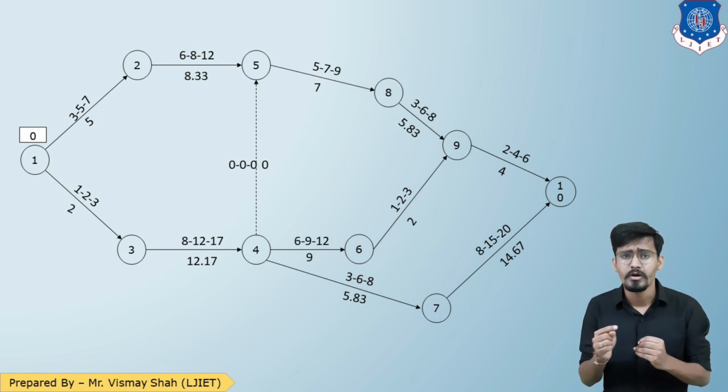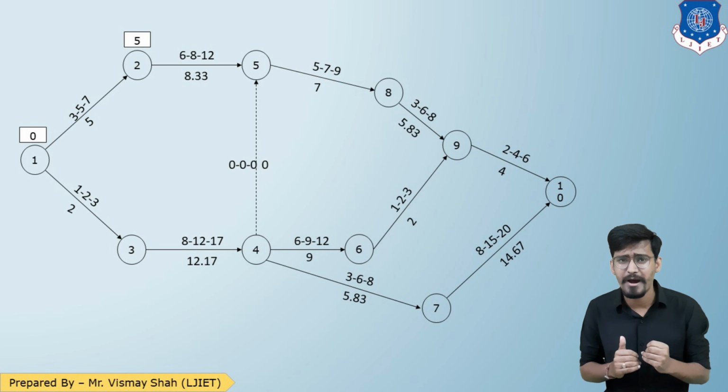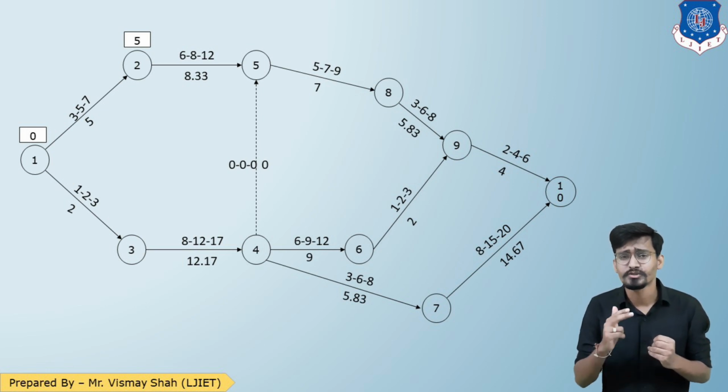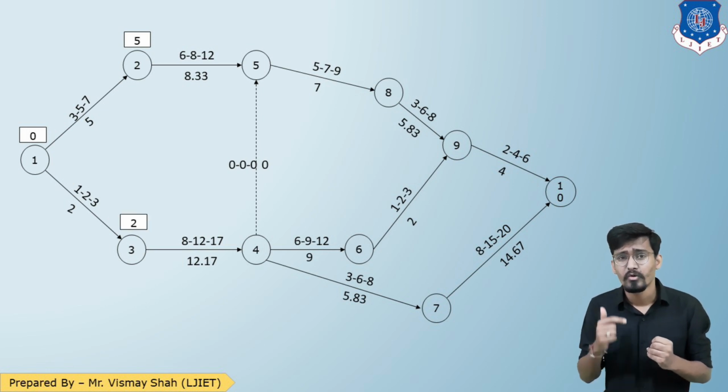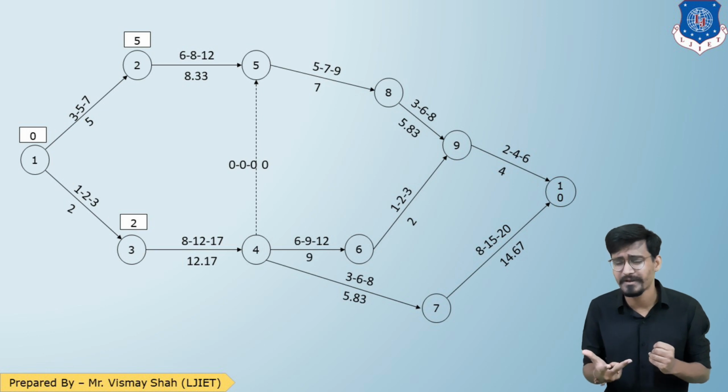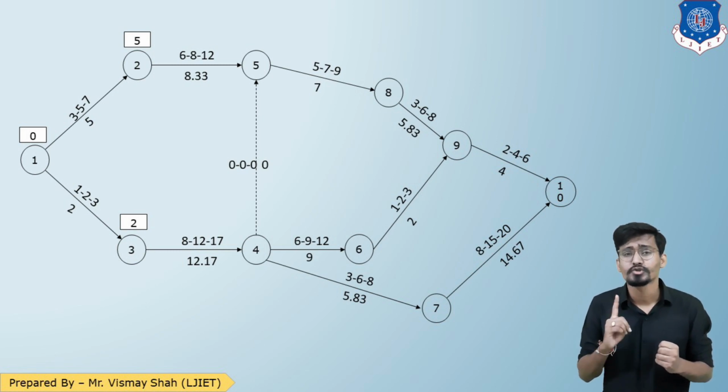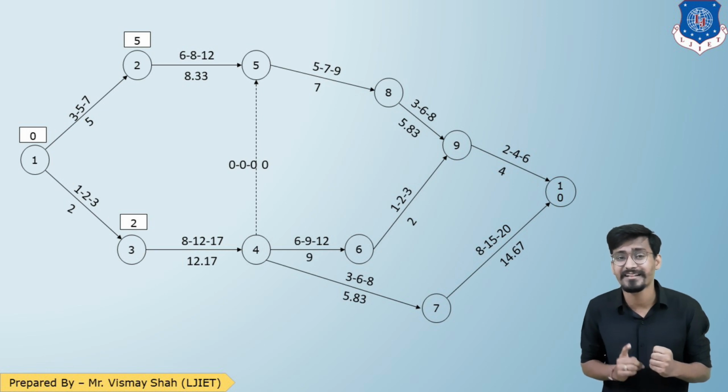For 1 to 2, timing is 5, so 0 plus 5 is 5. For 1 to 3, timing is 2, so 0 plus 2 is 2. Now 1, 2 and 3 are completed. Let us talk about 4. For 4, there is only one way: 3 to 4, and the timing is 12.17. So 2 plus 12.17 is 14.17.